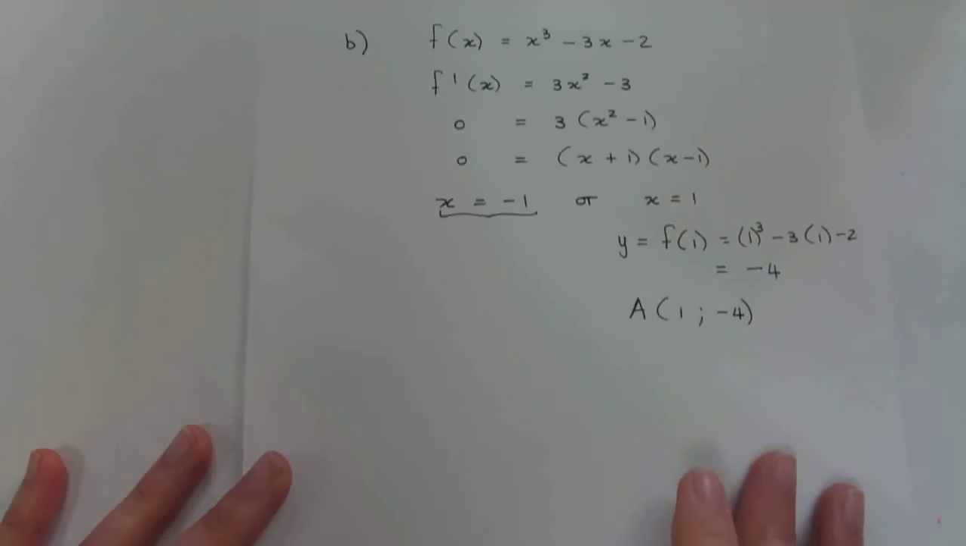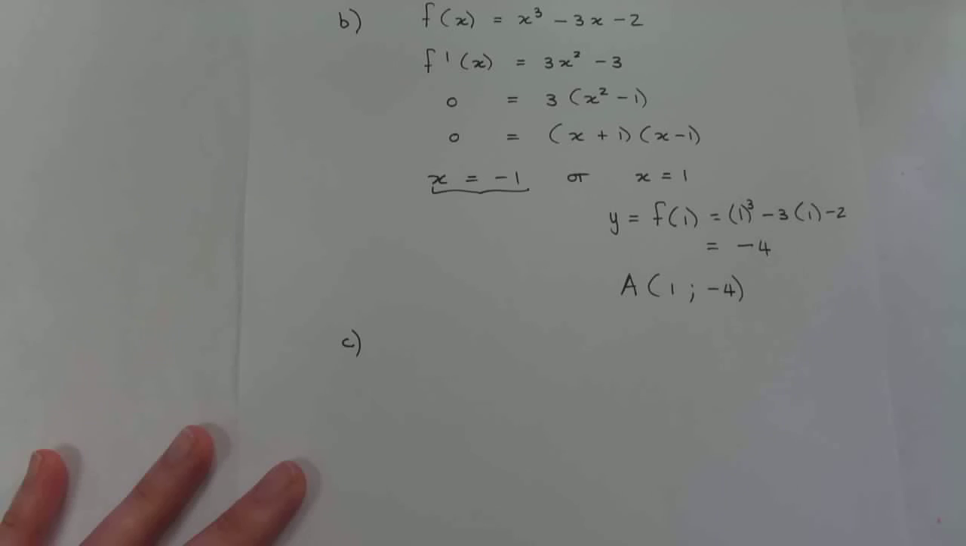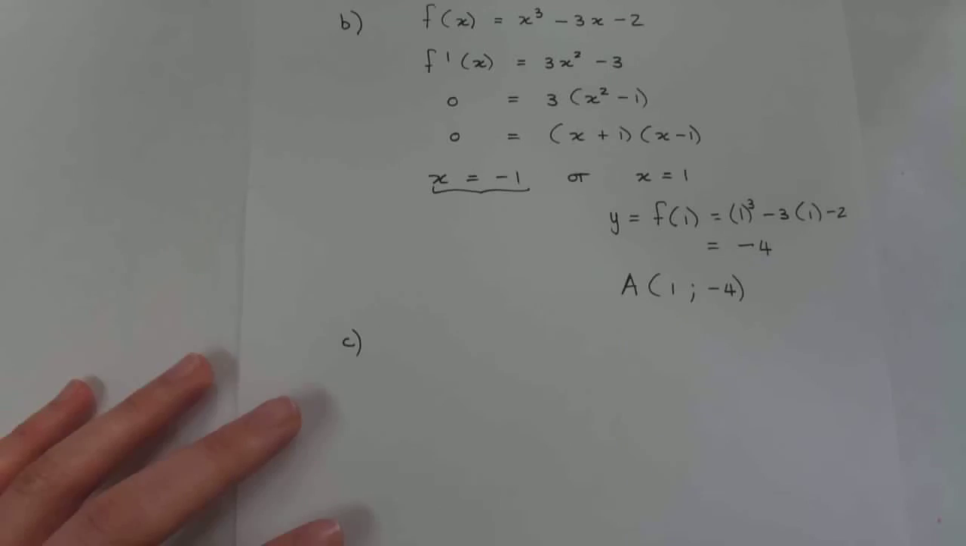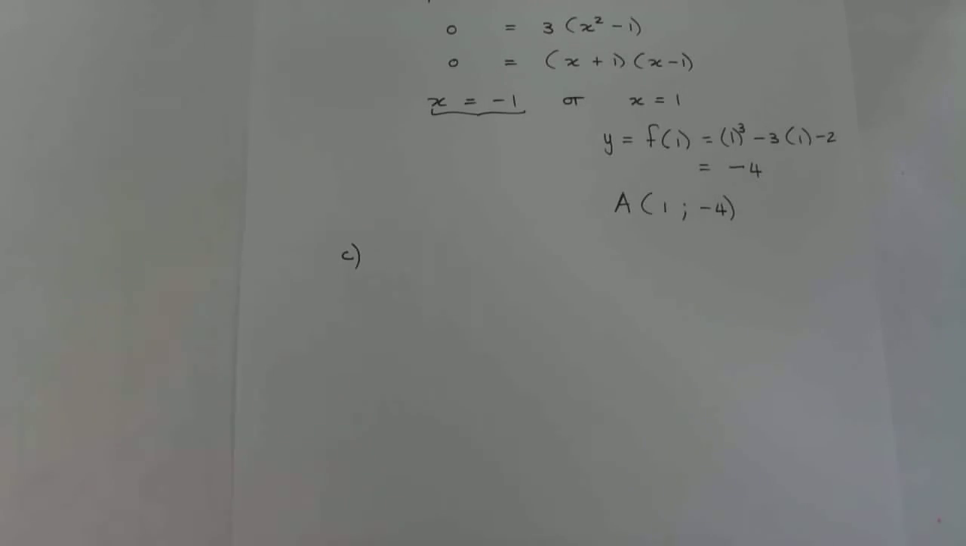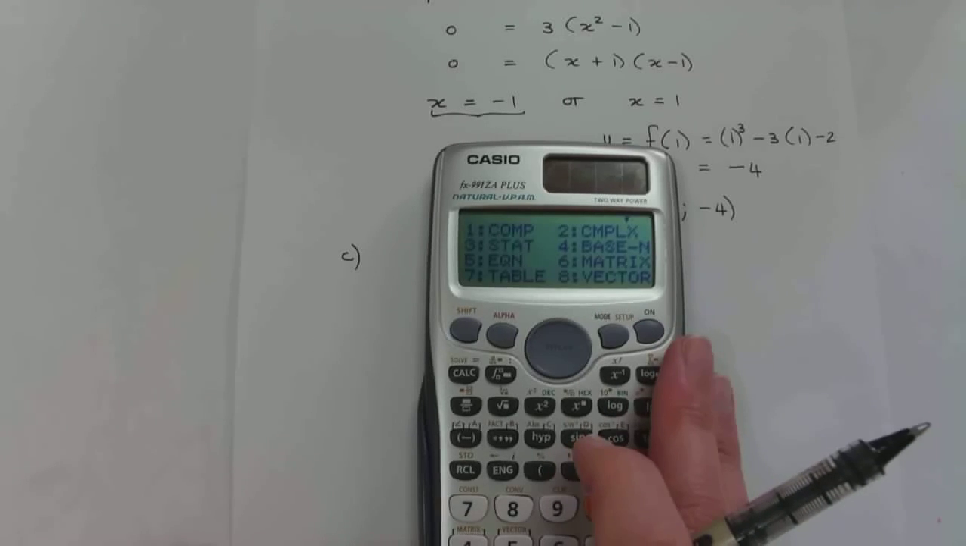There we go. Then C, in this particular question, says calculate the x-intercept at B. Now, to calculate the x-intercepts, we can very easily just use the calculator. Or if you really want to, we can use the factor theorem, but in general, the calculator, like I explained, is absolutely fine.